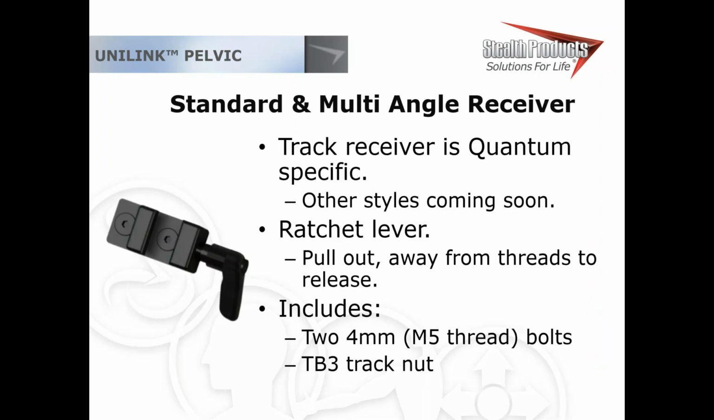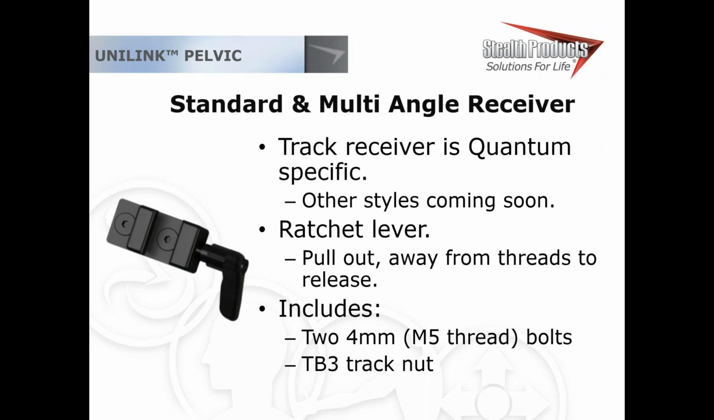rule. Your track receiver right now is quantum specific. There's some other styles coming soon. The thing that makes it quantum specific is on the back side of this track receiver, there's a raised lip. And that raised lip is very specific to the opening of the quantum tracks. What we've talked about is shaving that down flat and having the ability to just swap out different track nuts on the backside. If it's flat, it would fit in, say, a Permobil a little bit easier.